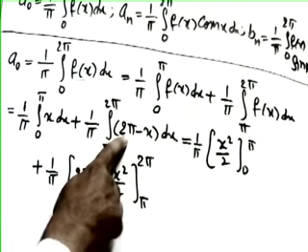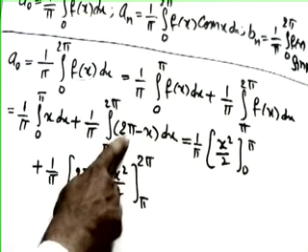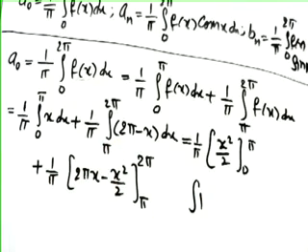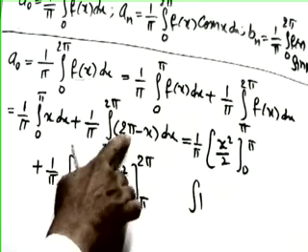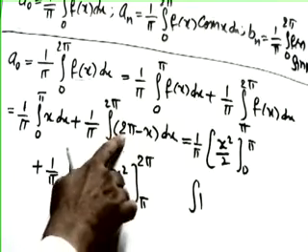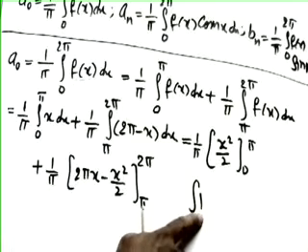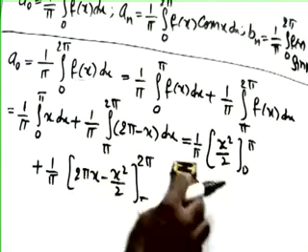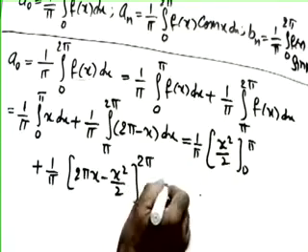Now integration of this, watch carefully, this is a constant. With a constant, we always suppose 1. Integration of 1 is x. So this will become 2 pi x. Integration of x is x square by 2.